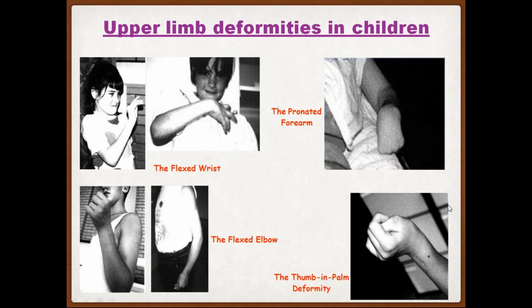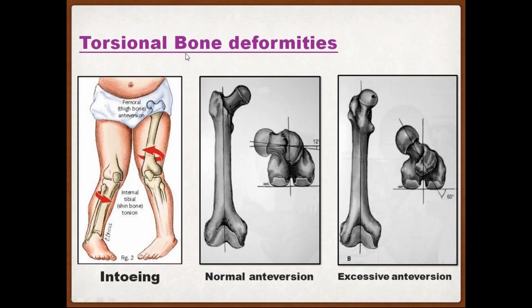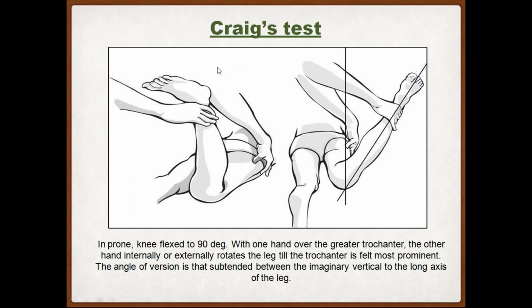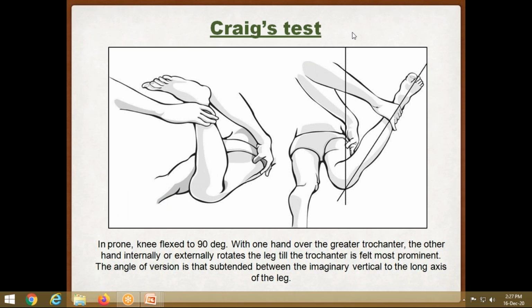In the upper limb, we'll have flexed wrist, pronated forearm, flexed elbow, thumb-in-palm deformities. Here you can see thumb-in-palm deformity, because these are all due to spastic contractures of the muscles. And there are also bone deformities, like torsional deformities. Generally the femur will be in 15 degrees of anteversion relative to the tibia. That is normal. But in this case there will be abnormal anteversion or abnormal retroversion. Because of this anteversion problem, there is intoeing gait: the toes will be inside while the patient is walking.